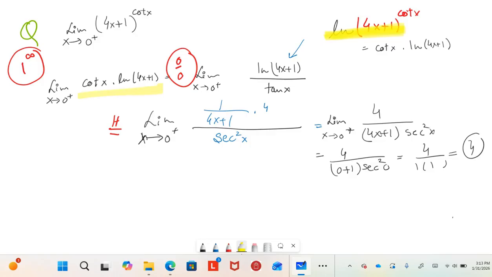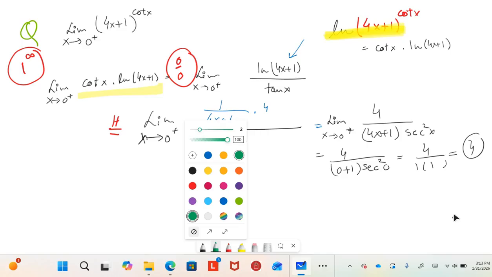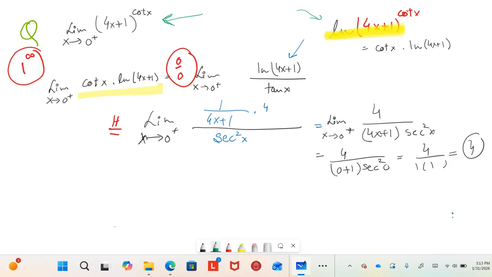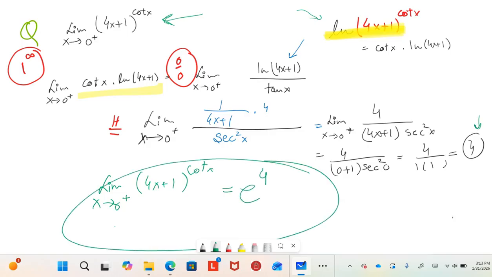But our goal was to find the limit of this function. This new function came by taking the log of it. So the limit of the original function, which we actually needed to find, should be, how do you get rid of log? By taking the exponent. So the answer should be e to the power 4.